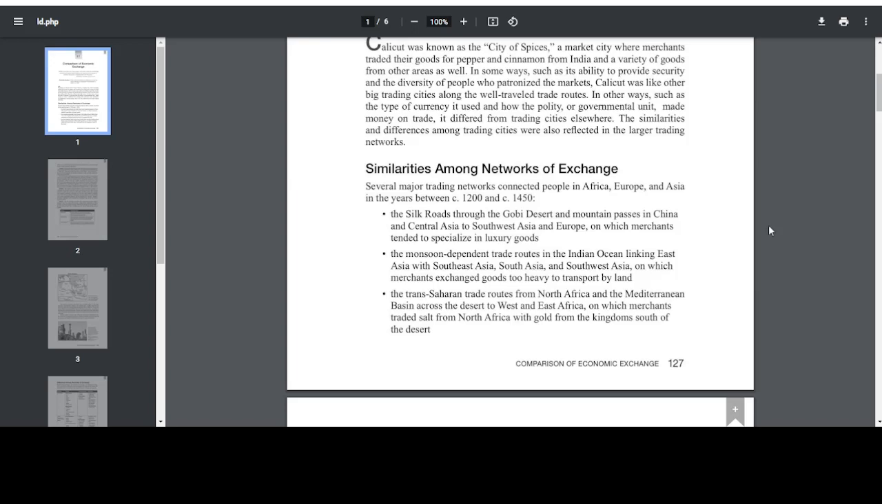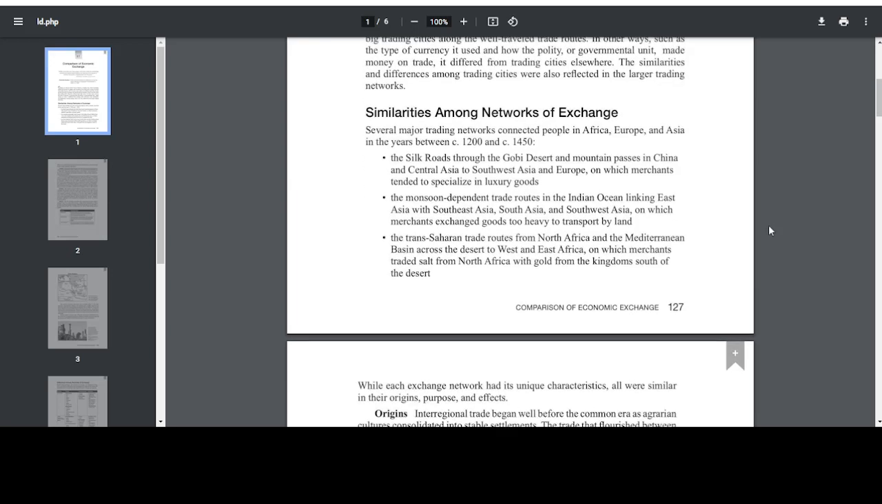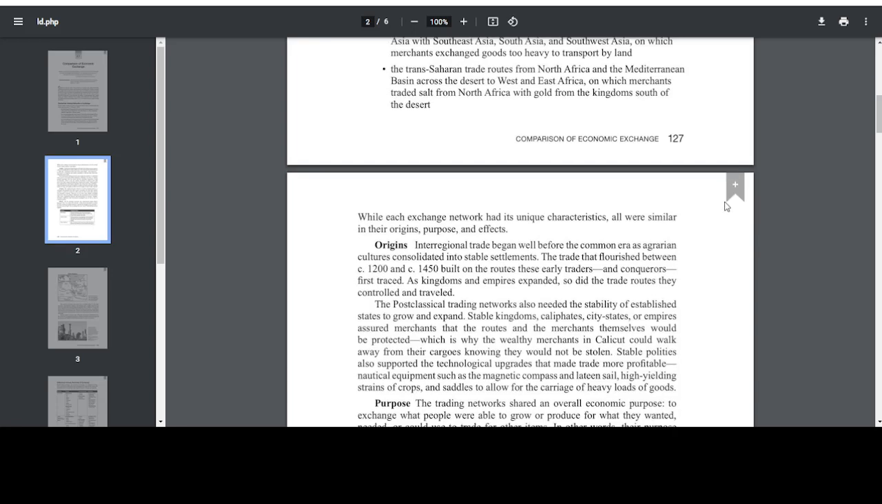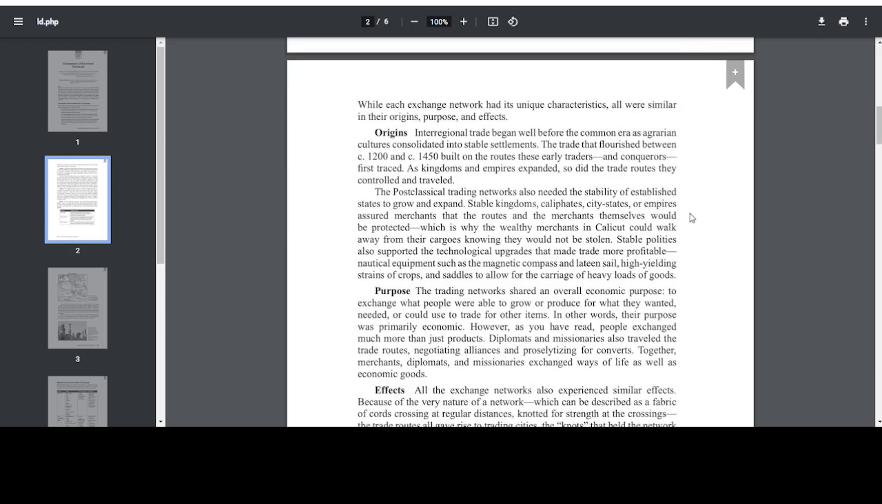Several major trading networks connected people in Africa, Europe, and Asia in the years between 1200 and 1450. The Silk Roads, through the Gobi Desert and mountain passes in China and Central Asia to Southwest Asia and Europe, on which merchants tended to specialize in luxury goods. The monsoon-dependent trade routes in the Indian Ocean, linking East Asia with Southeast Asia, South Asia, and Southwest Asia, on which merchants exchanged goods too heavy to transport by land. The Trans-Saharan trade routes from North Africa and the Mediterranean Basin across the desert to West and East Africa, on which merchants traded salt from North Africa for gold from the kingdoms south of the desert. While each exchange network had its unique characteristics, all were similar in their origins, purpose, and effects.